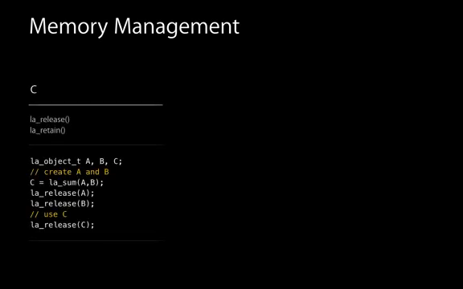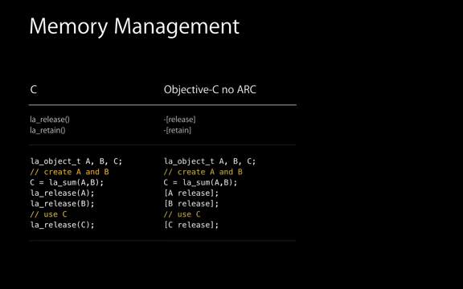Memory management for these linear algebra objects. Again, these are reference-counted objects. There's a lot of documentation about reference-counted objects. There's nothing new here. Just very briefly, from C, you're going to use LA release and LA retain. You do not ever free these. From Objective-C, they take the standard release retain messages.